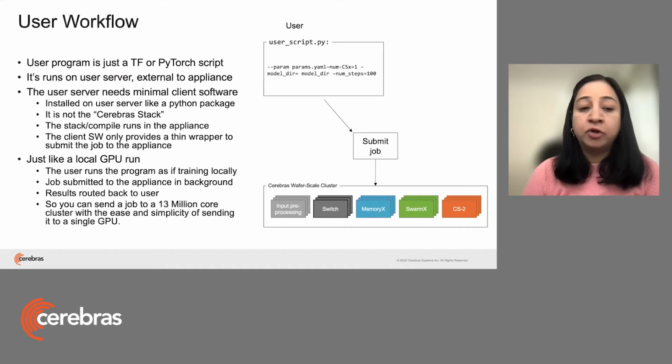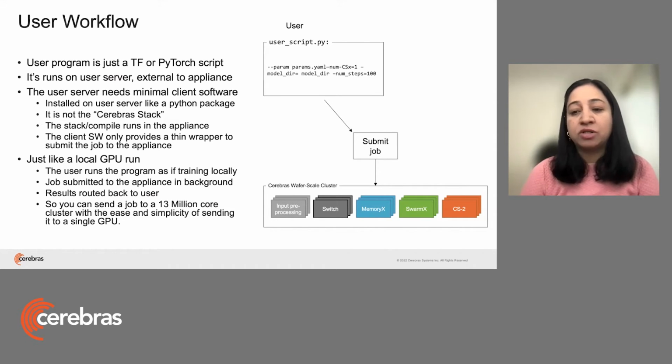So this is very similar to how you would think of it as a local GPU run. But just instead of running on a local GPU, you'd actually be running on a cluster of CS2s, which can range from 1 to many clusters. User can run this program as though they're training locally. The job is submitted in the background, and you can still continue to do your other workloads. The results are always routed back to the user, so you don't have to get into the appliance or software or into the cluster itself. So you can send a job to a 13 million core cluster, which is our huge hardware, with the ease and simplicity of sending it to a single GPU.